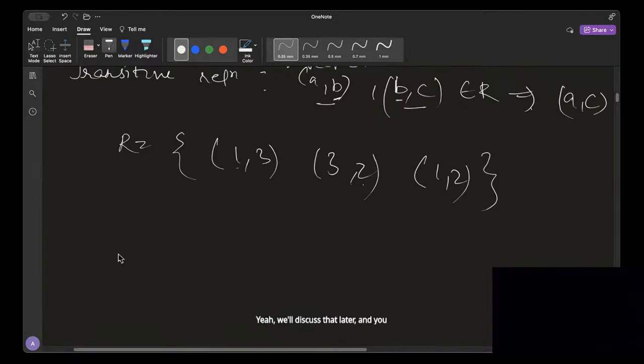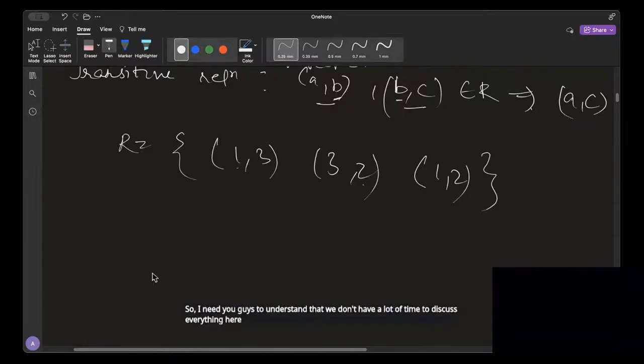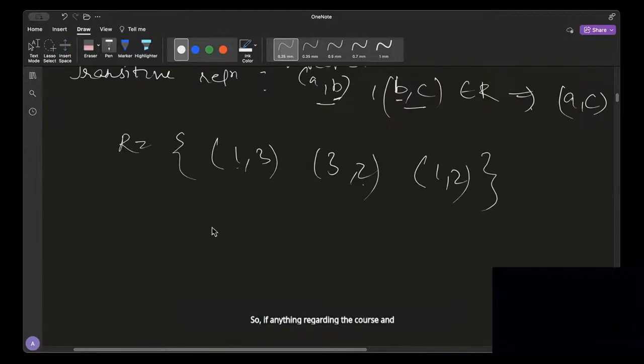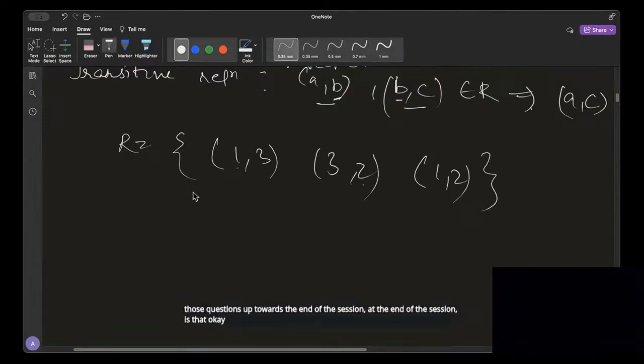This is a revision session, and we have a lot of questions to do and a lot of theory to revise. So I need you to understand that we don't have a lot of time to discuss everything here. If anything is regarding the course and how marks are calculated, we can take those questions up at the end of the session. Is that okay? Yes, ma'am.